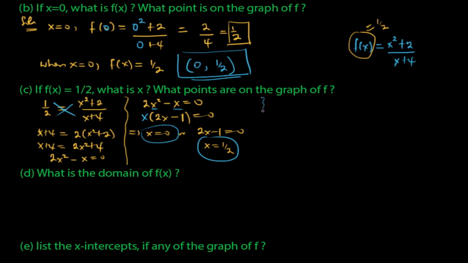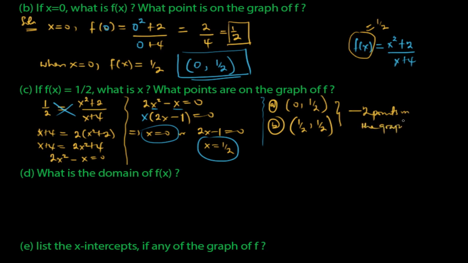So the next question says, what points are on the graph? According to what we have here, when x equals 0, f of x should be half. So this is the first one. And for the next one, similarly, when x equals half, we should also obtain half. So half should give us a function value of half. So these are the 2 points on the graph. So we have mentioned 2 points for them.